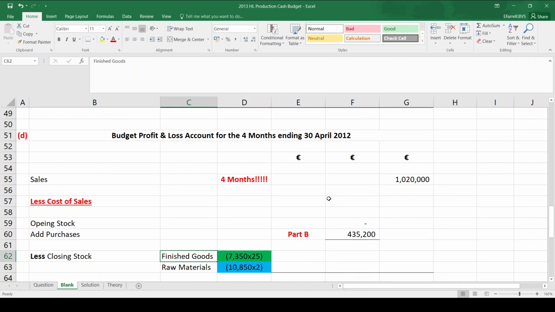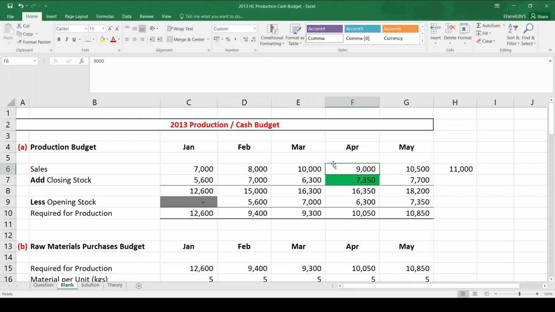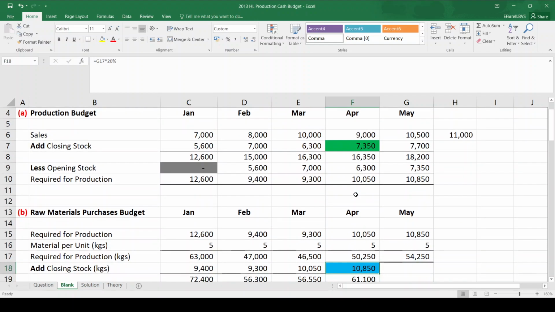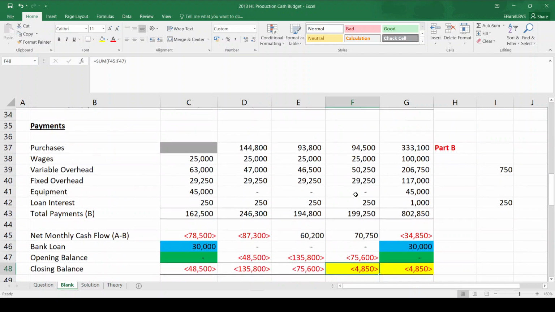Then I'm going to need to take away my closing stock. But we have two different types of stock. We have stock of finished goods from part A and stock of raw materials from part B. So if we go back up and just see where these green and blue figures are coming from, and again, we just need to be careful. This profit and loss account is at the end of April. So if I go April and then across from closing stock, I had 7,350 units at the end of April. That's where that figure is coming from. And then the materials, again, April, and across from closing stock here, I had 10,850 kgs. That's where the 7350 and the 10850 are coming from.